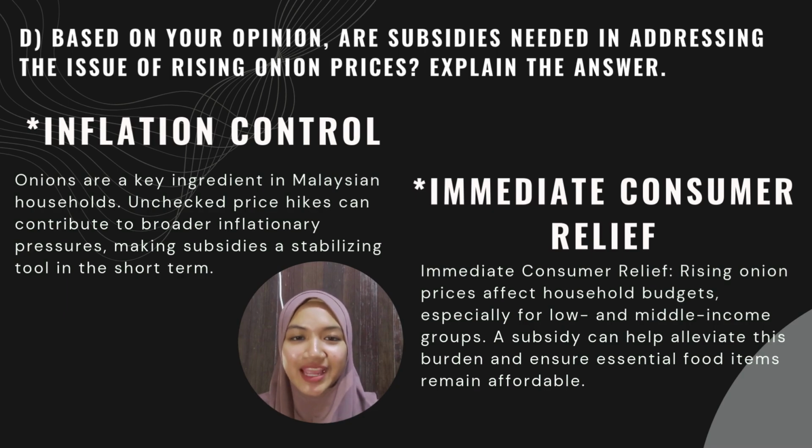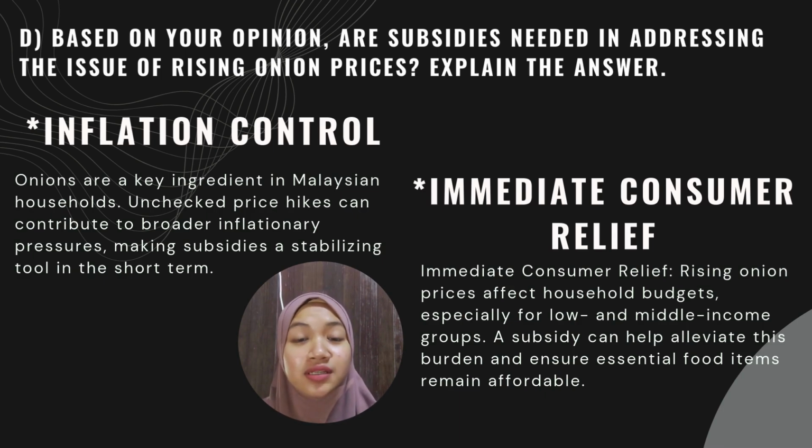Next, question C. Onion prices are on the rise, and that's a problem for everyone in Malaysia. Onions are a staple ingredient in our kitchens, and when their prices climb, it can trigger a domino effect, pushing up the cost of everything else, and that's what we call inflation. Subsidies can act as a stabilizing force, preventing uncontrolled price hikes and protecting consumers from the ripple effects.